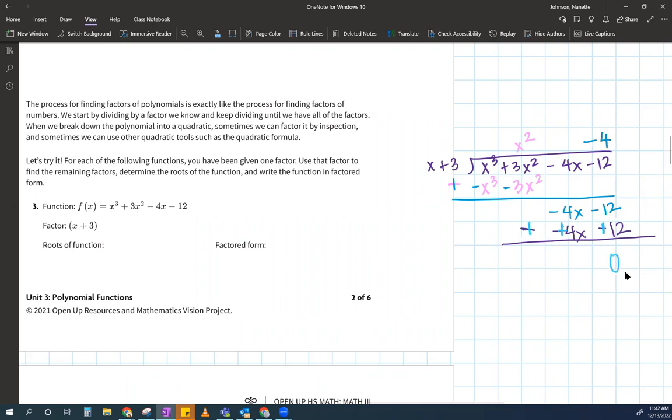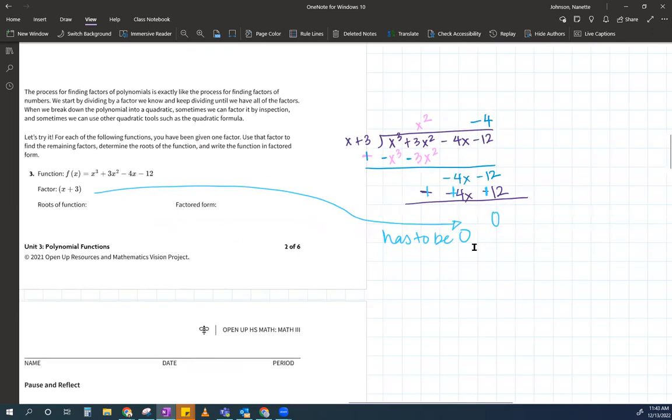Shouldn't it be a 0 though? Am I surprised that this is a 0? No. How do I know that this should have been a 0? Yeah, because of these words here. They said, hey, this is a factor. Because this is a factor, that means this has to be a 0. Right? Because it's a factor, the remainder has to be 0. That wasn't a surprise for me. Okay. All right. So then what happens?